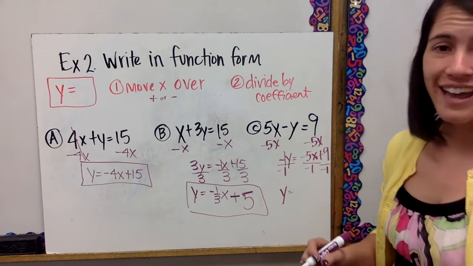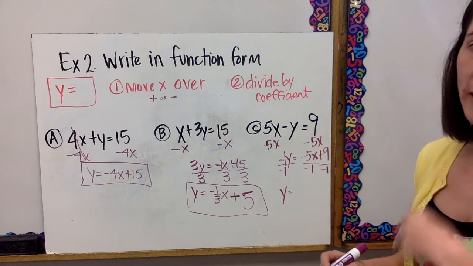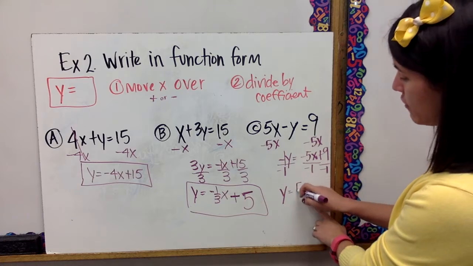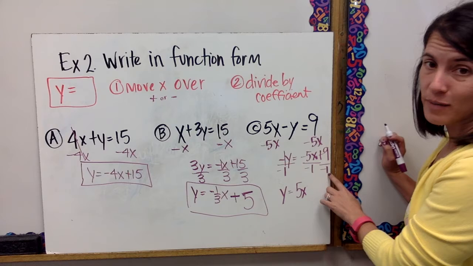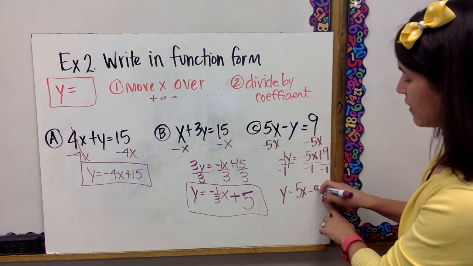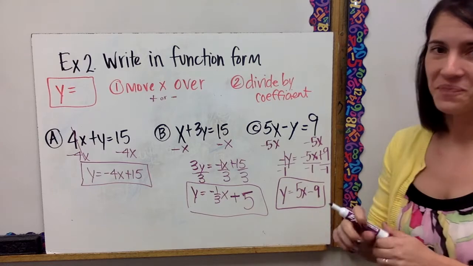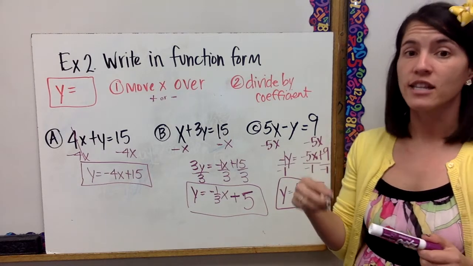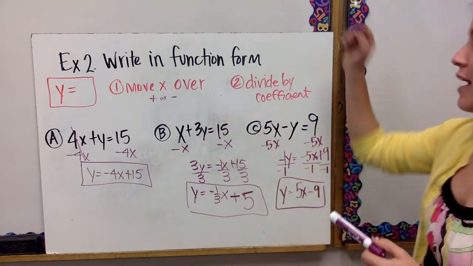And when you divide by a negative, it's going to switch all the symbols, from negative to positive and positive to negative. Negative 5 divided by negative 1 is a positive 5. And then a positive 9 divided by a negative 1 is going to be a negative 9. And we're just going to put minus 9. Okay? That may have been fast. If you need to, re-listen to the explanations, but it's the same process. You're going to move the x over and divide by the coefficients.